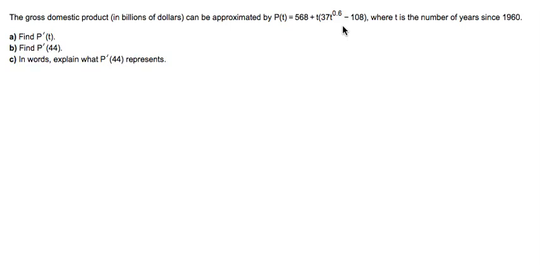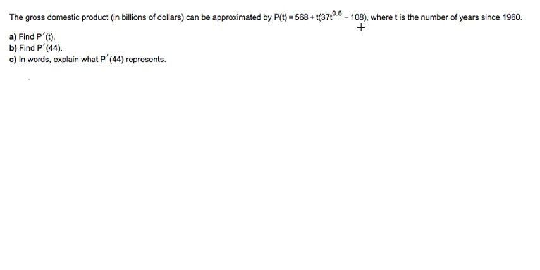So in this problem, the gross domestic product in billions of dollars can be approximated by this function P of t, where t is the number of years since 1960. Okay, so we're going to start by finding the derivative of P of t, and then we'll explain what it means at a point. Okay, so before I find this derivative, actually, it would be easier to simplify.